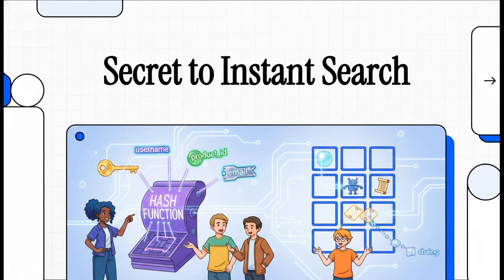Have you ever just stopped and wondered how your computer can find one specific piece of information in a massive sea of data, like almost instantly? It really does feel like a magic trick, but I promise you it's not. It's one of the most clever and important data structures in all of computer science. So today, we're going to pull back the curtain on the hash table.